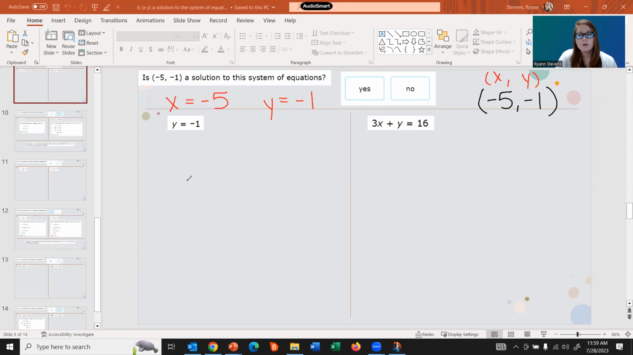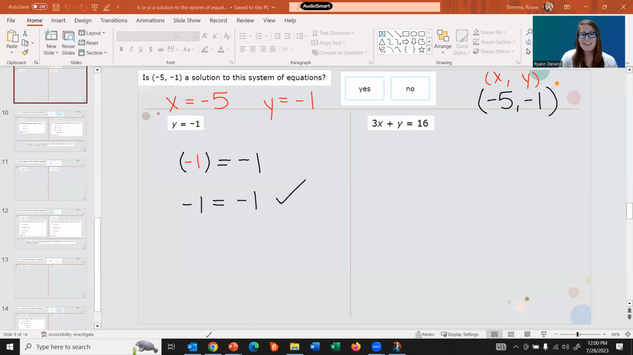When we look at this first equation, there's something kind of different about it that maybe you have already noticed. We don't have a variable of x. We only have the variable y, and that's okay. You don't have to add the variable x. What we're going to do is just use the variable we have, y, and plug in a -1 for y, and it says that y is equal to -1. So -1 is equal to -1. This is a true statement.